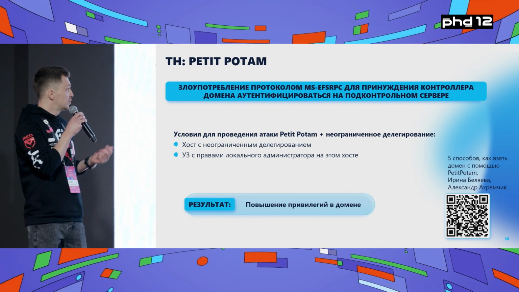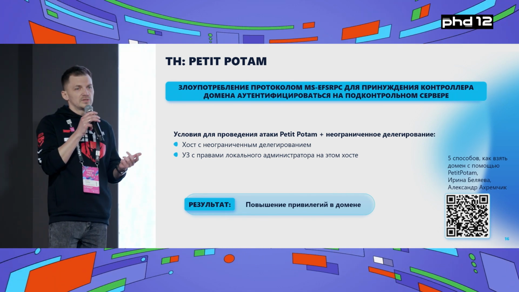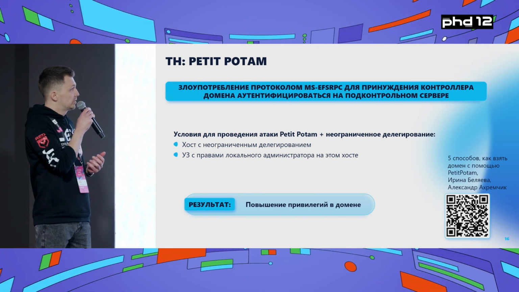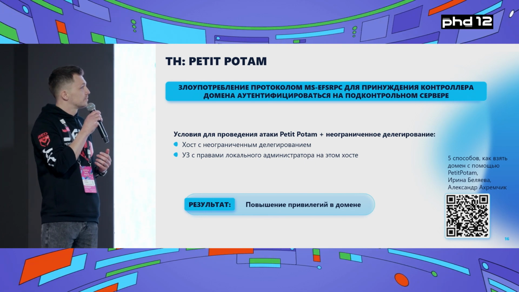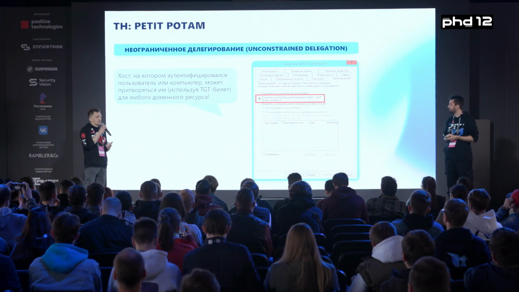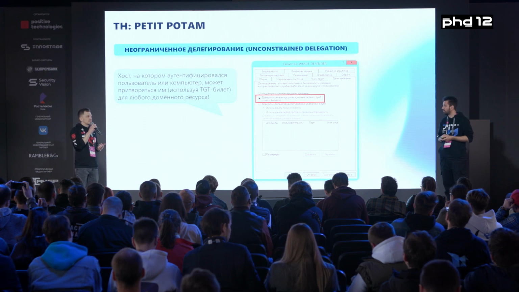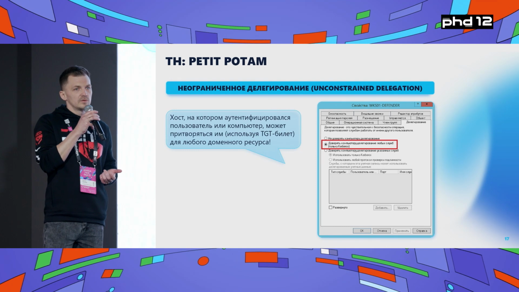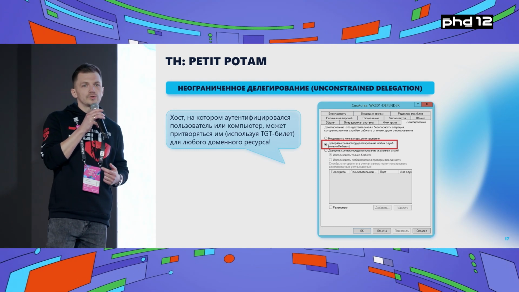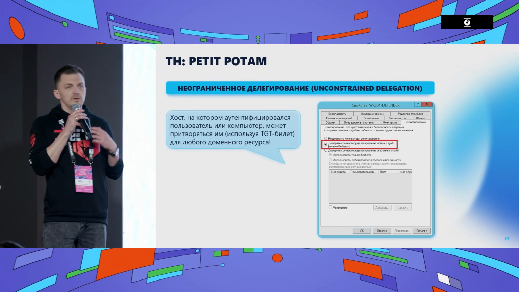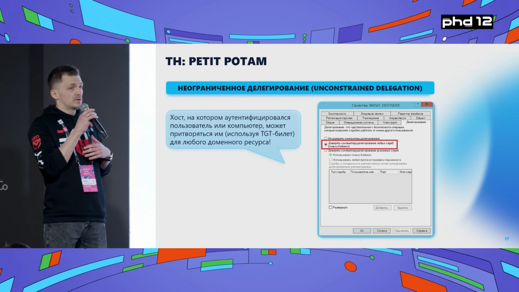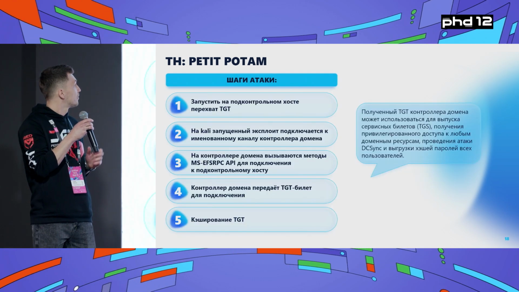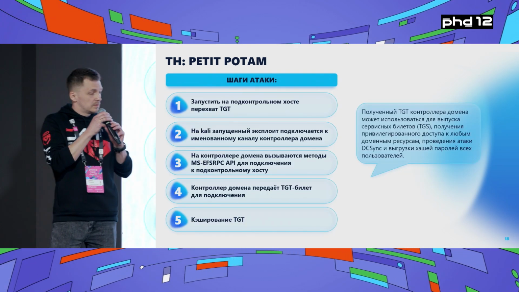In order to wage that attack, the criminal had to have a compromised host with unconstrained delegation pertinent to that. To begin with, let me remind you what unconstrained delegation is about. A host which has an unlimited or unconstrained delegation may pretend to be any account of a user or a computer which underwent certain authentication.